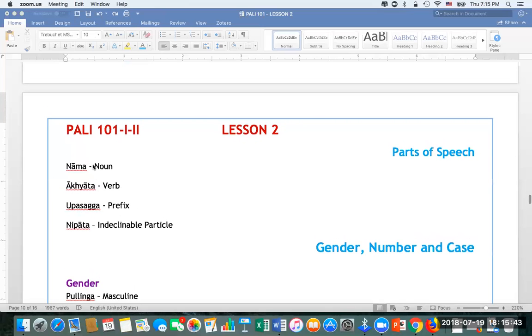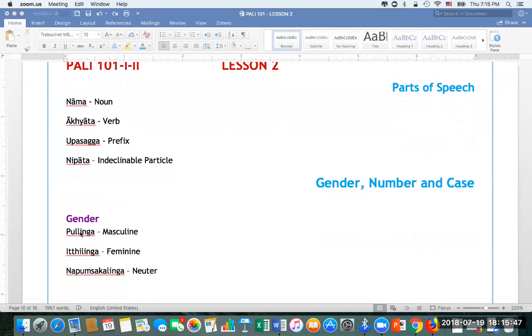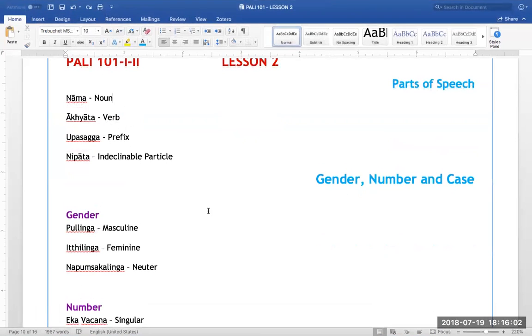And in order to do that, we will start with the noun. In order to do that, we also need to know the gender and number and case. These are very, very crucial for us to understand what it is all about. So gender in Pali, we do have 3 genders.